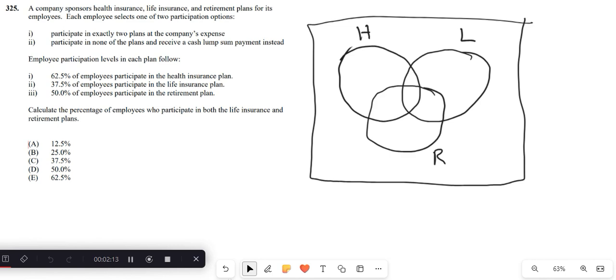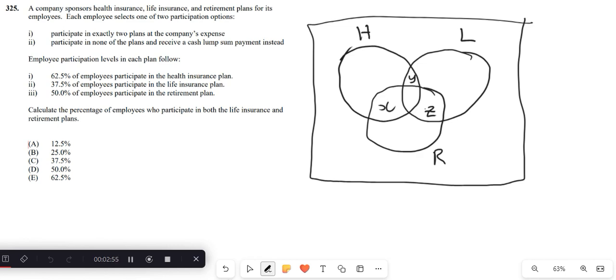And look closely at what they said. They said that employees may select one of two options. So either they're going to participate in exactly two plans at the company's expense, or they're going to participate in none and receive a cash lump sum. So I'm going to call this X, this Y, and this Z. So it's either they participate in exactly two of the plans, or they participate in none.